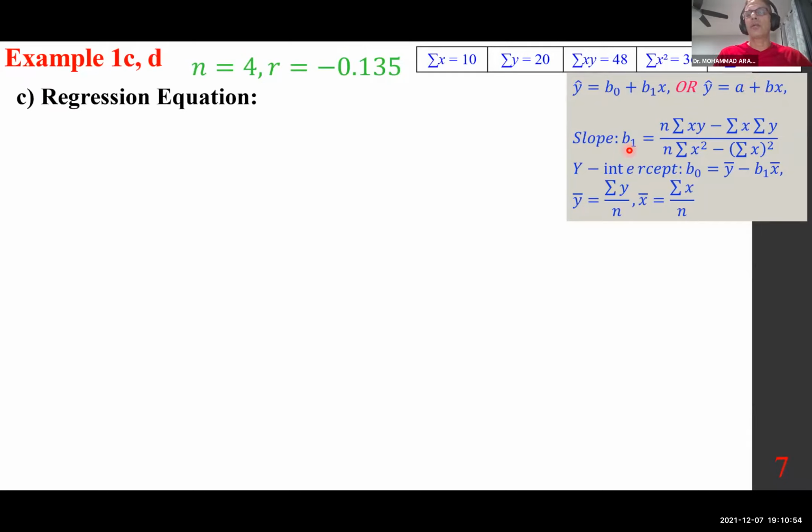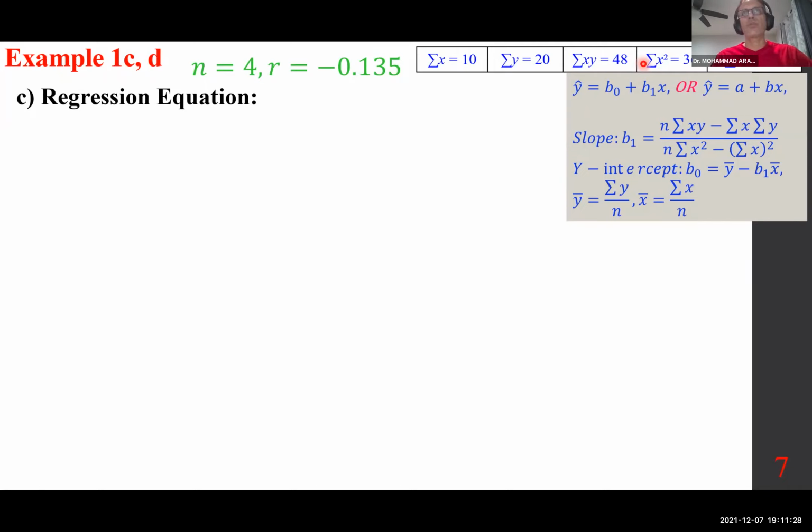The slope is calculated as b1 equals n summation of xy minus summation of x times summation of y, over n summation of x squared minus summation of x quantity squared. The y-intercept, or b sub 0 in this case, is y bar minus b1 x bar. Y bar is the good old average for y, summation of y over n, and x bar is the average for x, summation of x over n. Again, none of this is done by hand for this question.